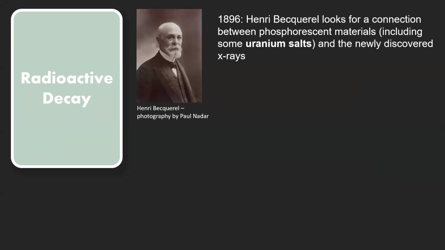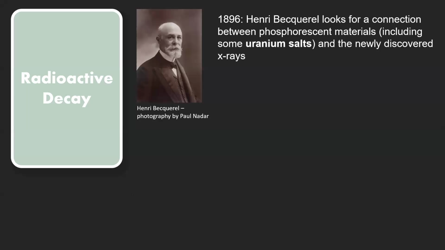And he started looking for a connection between phosphorescent materials, which included some uranium salts, and the newly discovered X-rays. Now, phosphorescent materials are those kinds of materials that absorb light and then emit it, like those emergency plants that we have on our dorms. They absorb light and then emit it at night. The boys are looking at me because I know they've used it to do some fun drawings, I guess.